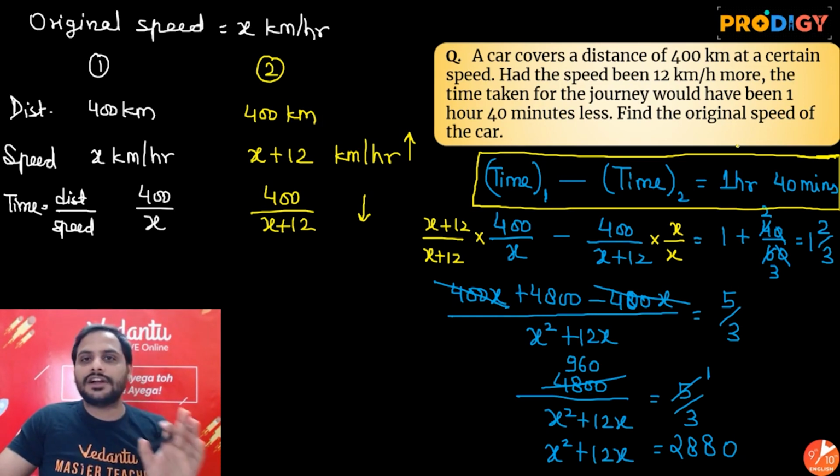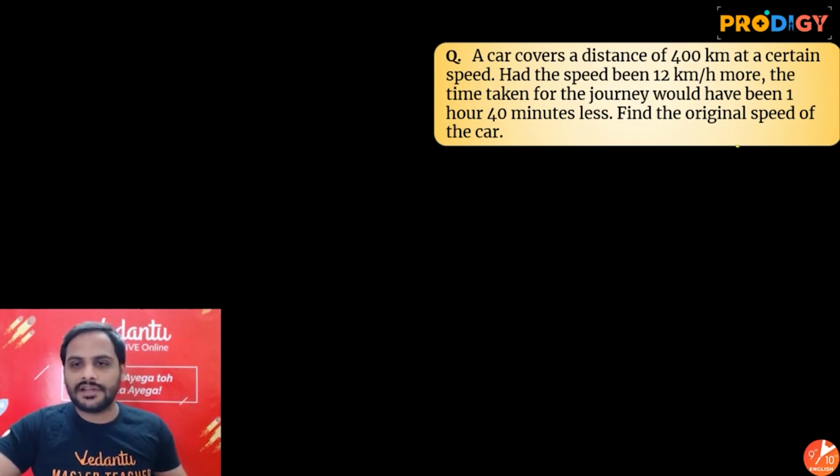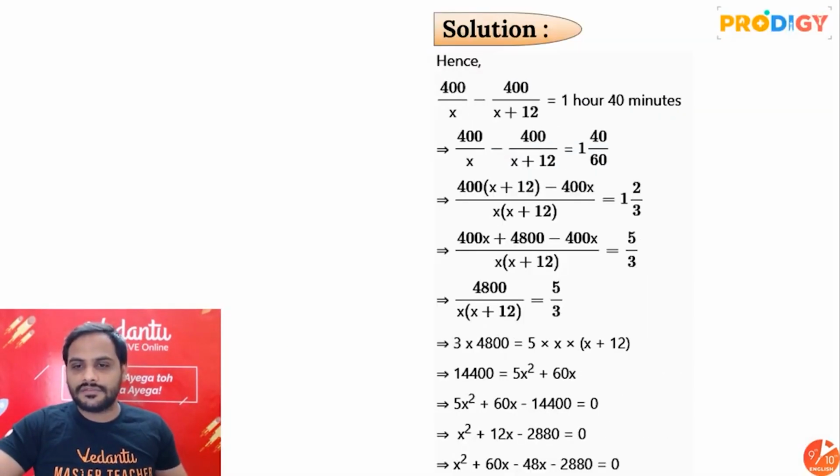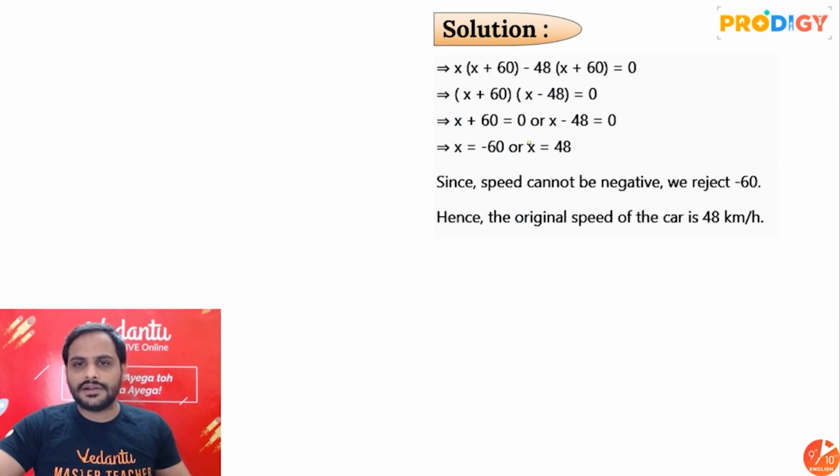That is why these kinds of questions are very important. Now the solution, guys, you can see it very well. So the solution will be 12. So 60 and 48, they are doing it. So at the end, x is either minus 60 or 48 when you do the factorization.